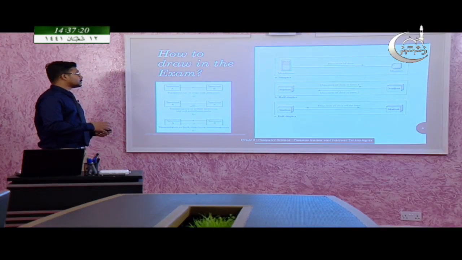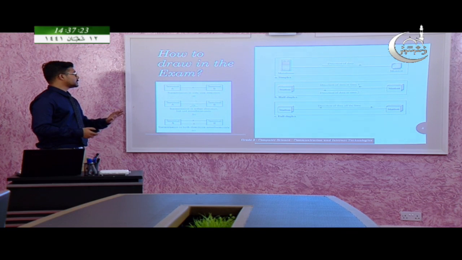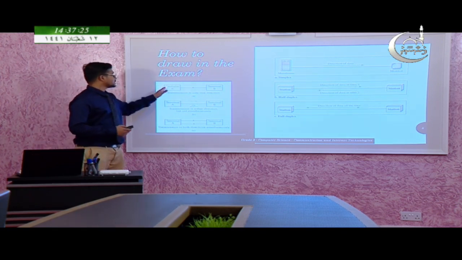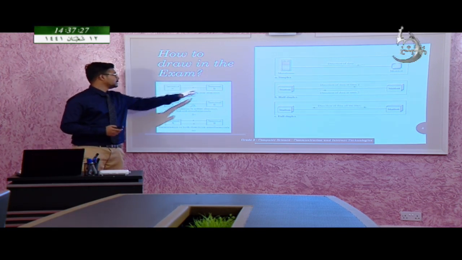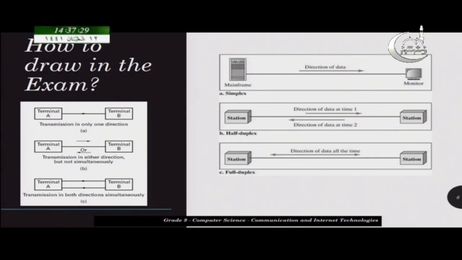So while you draw in that exam, make sure that you draw terminal A to terminal B. Also, you have to write that transmission is only in one direction. For half duplex, you write transmission in both directions, but not at the same time. For full duplex, transmission in both directions at the same time. You have to write that also, then only you will get marks.